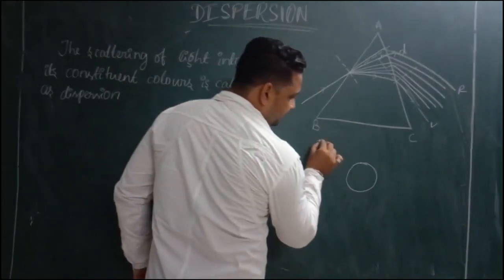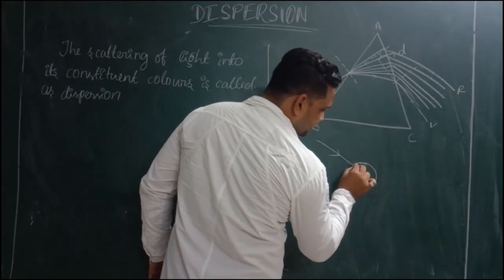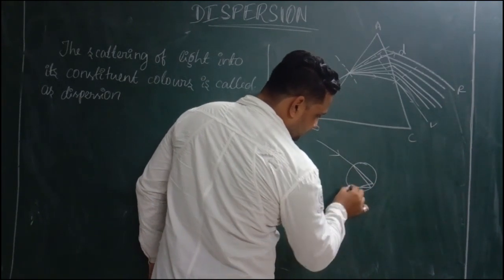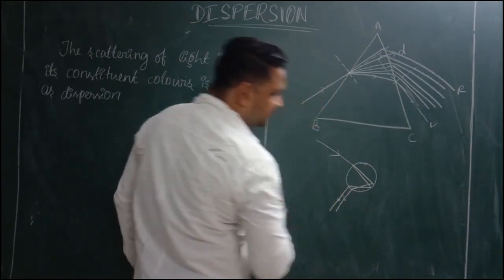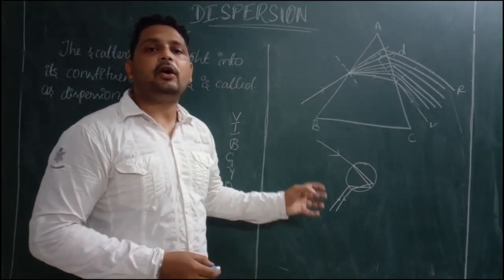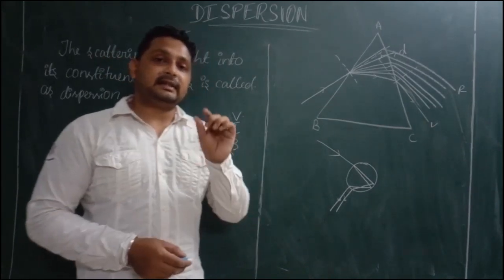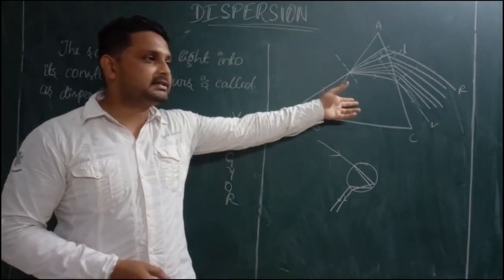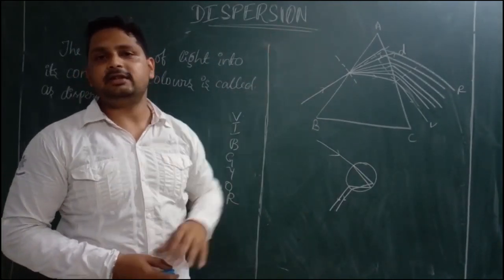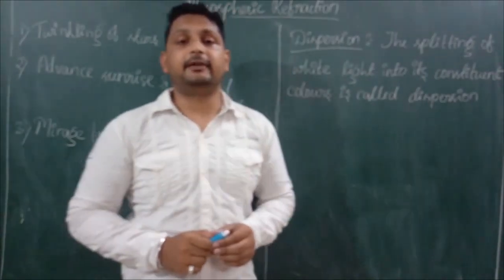The sunlight falling on those water droplets undergoes dispersion, due to which the light bends at different angles and forms the constituent colors. This is how a rainbow forms in the atmosphere. The water droplets act as a prism and cause the effect of dispersion, due to which a rainbow is formed. Understood? The next thing is atmospheric refraction.